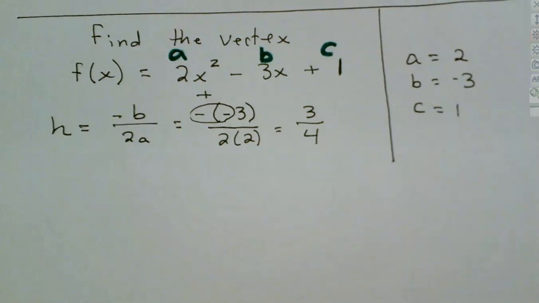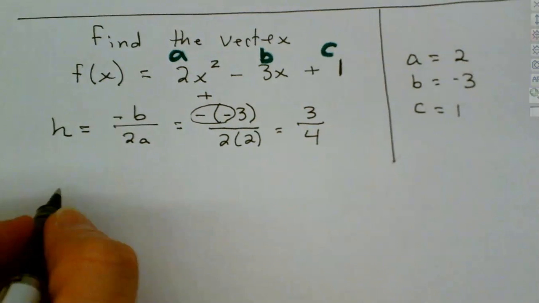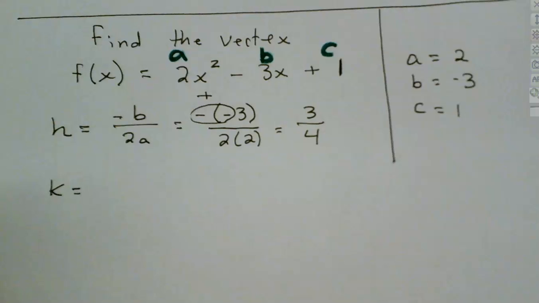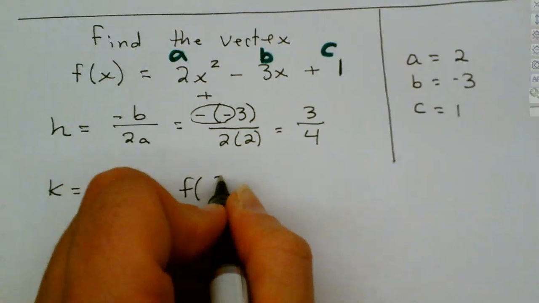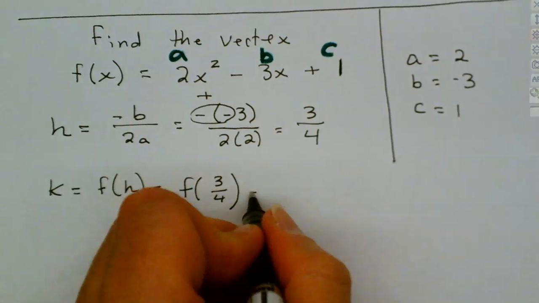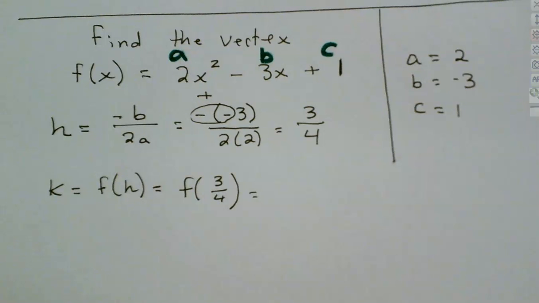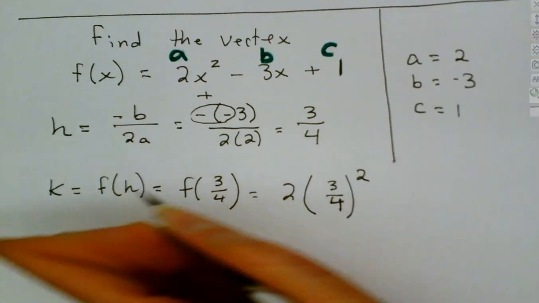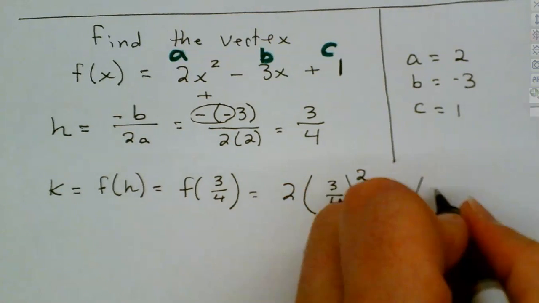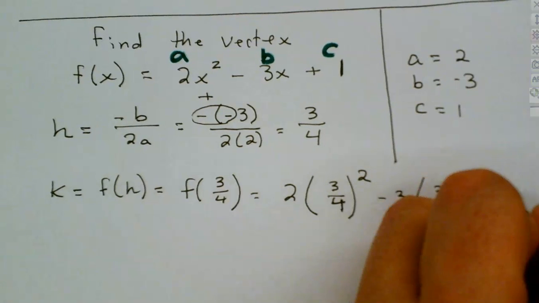it is a little bit more difficult when we work with the fractions because we have to get our common denominators and we've got to square these fractions. So let's find our k. All right? And k is f of h. And so in this case, that would be f of 3/4. And we'll plug that 3/4 in. And that's going to be 2 times 3/4 quantity squared minus 3 times 3/4, right, plus 1.